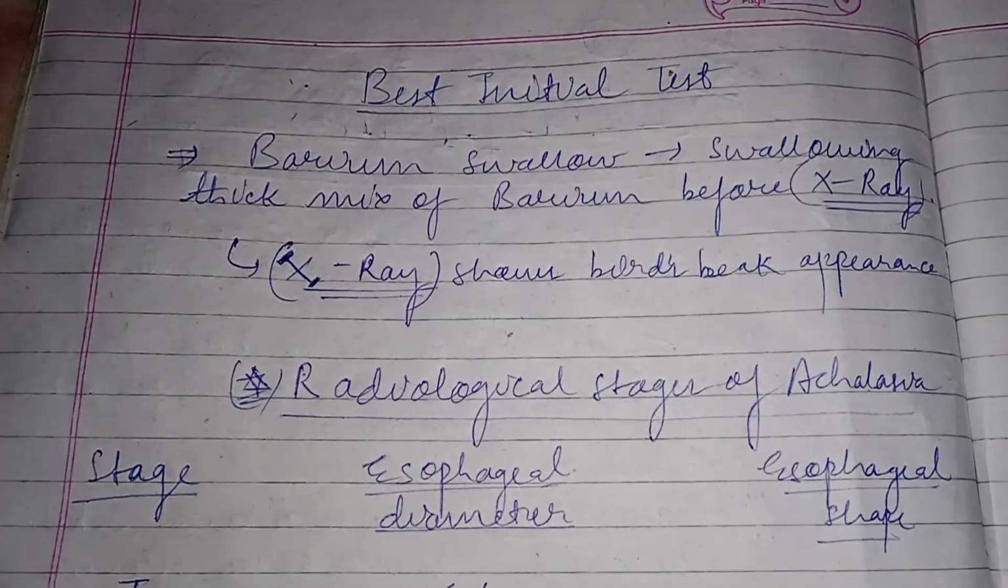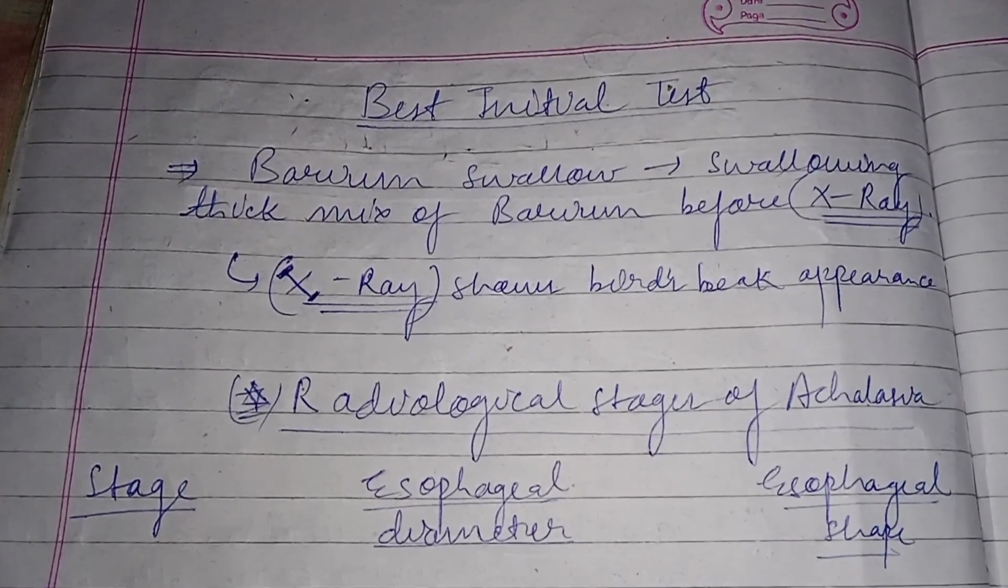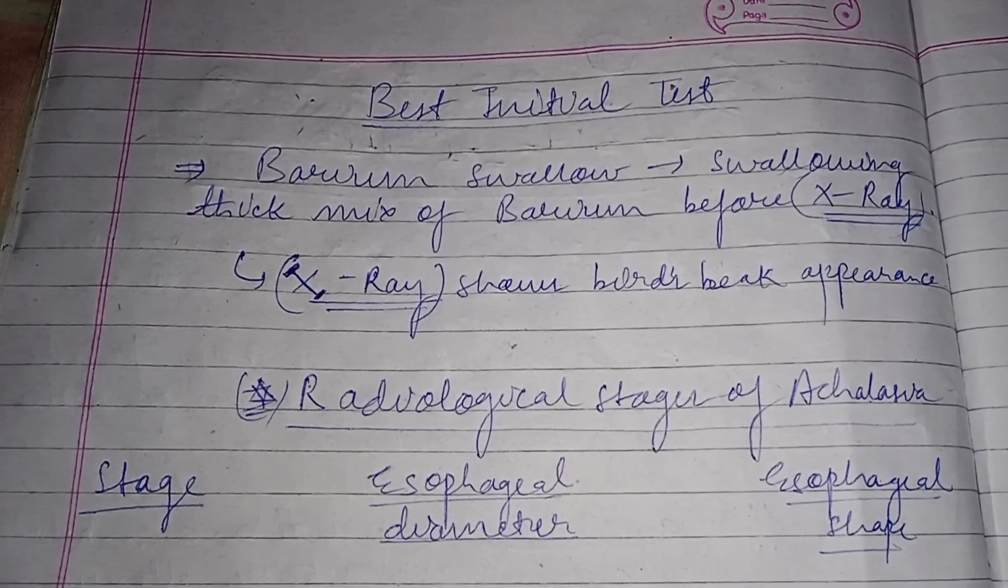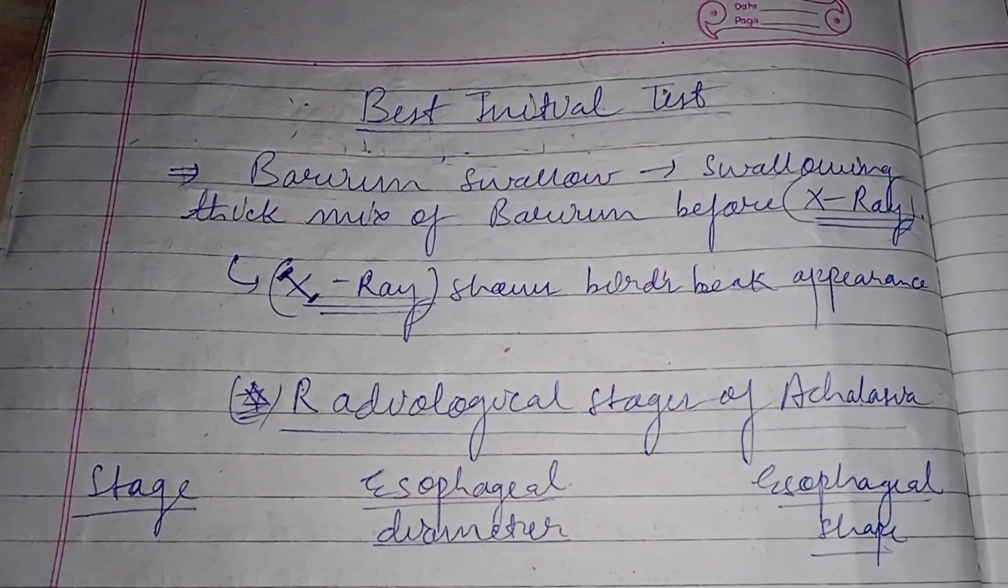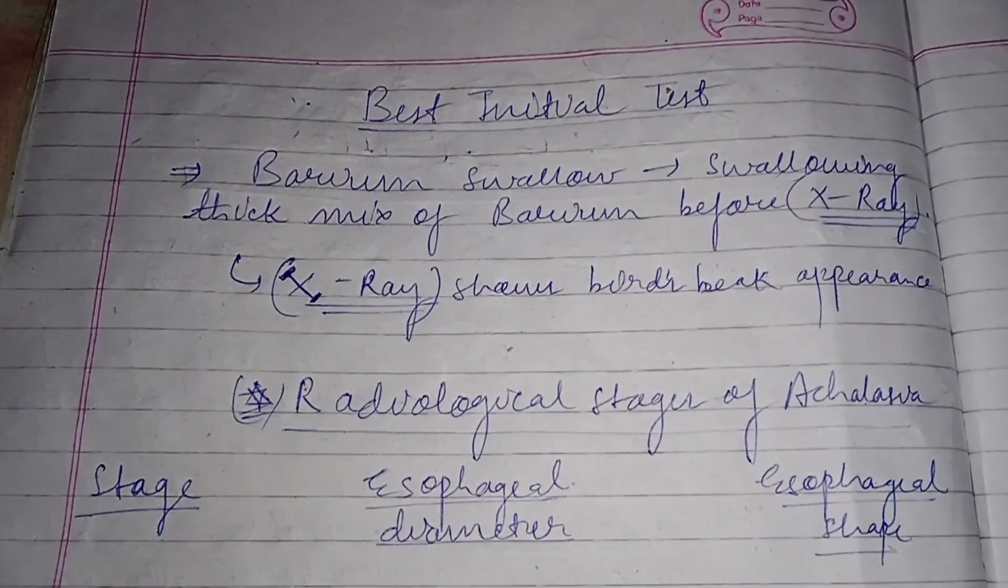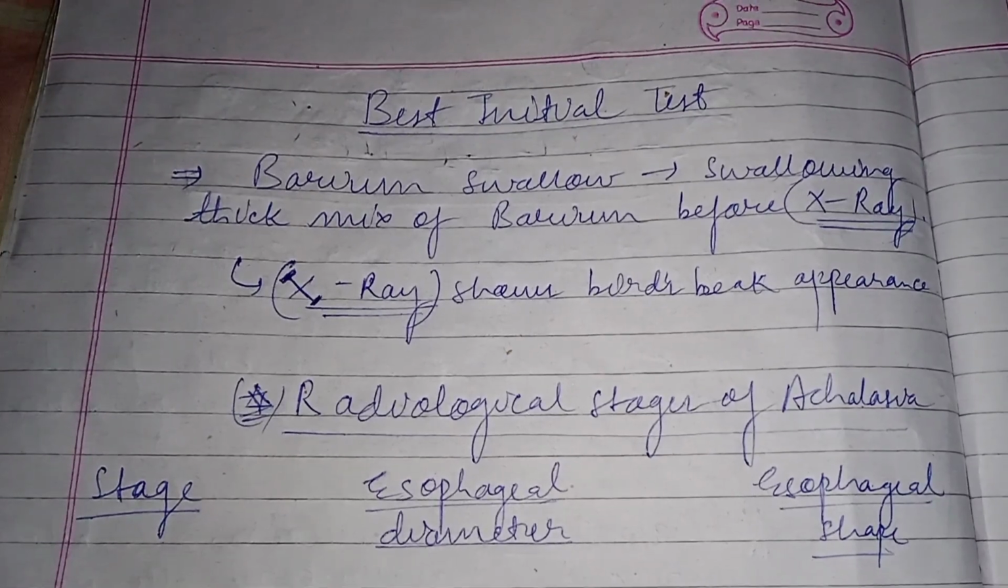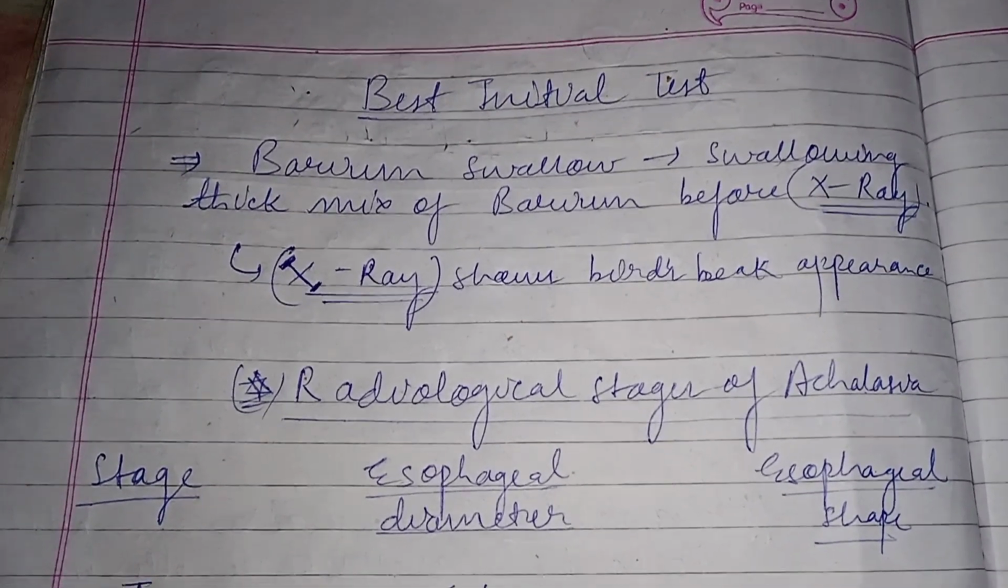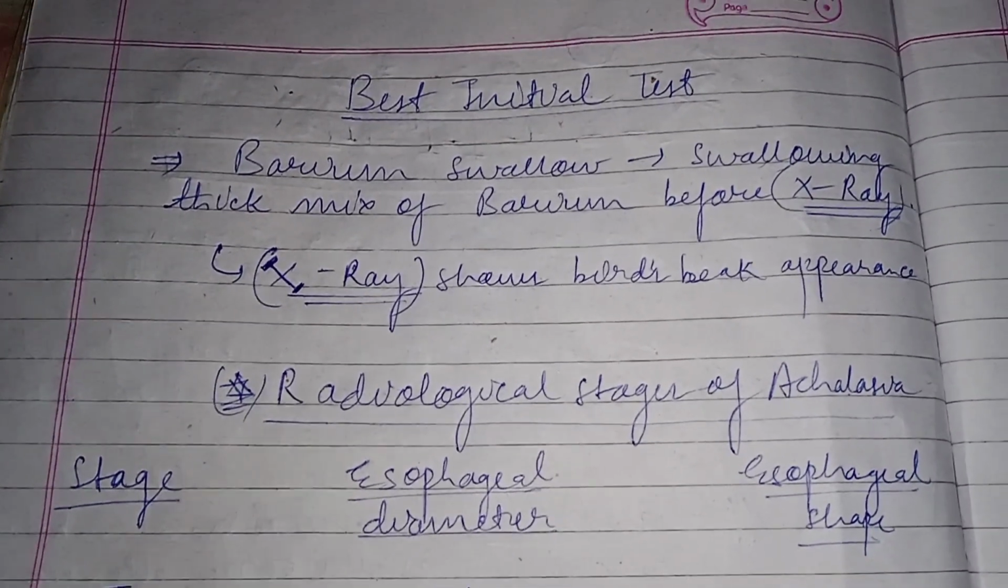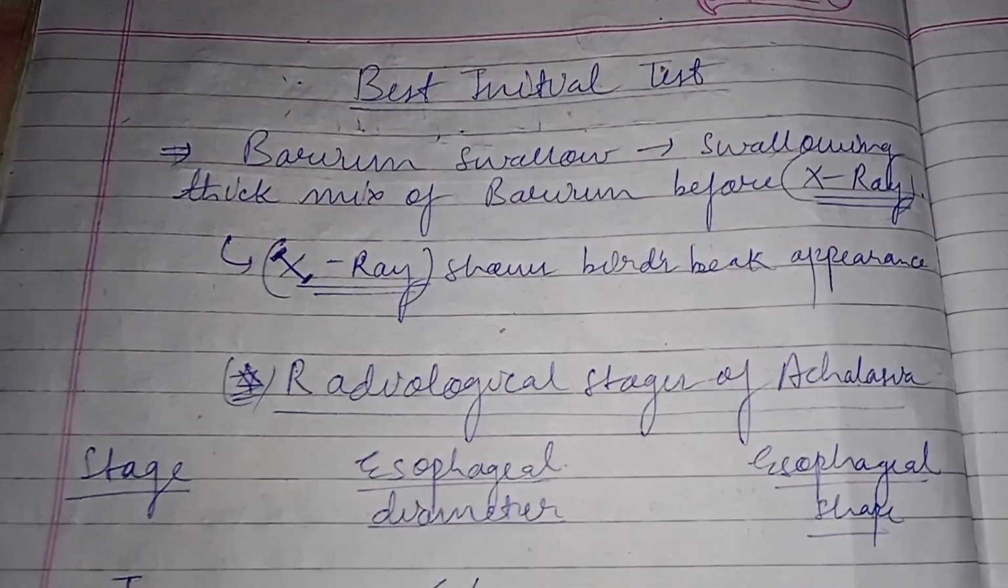Barium swallow test is the best initial test associated with achalasia. So in this test patients are allowed to swallow a thick mix of barium before X-ray, and then X-rays are performed and the X-ray shows a bird's beak appearance.